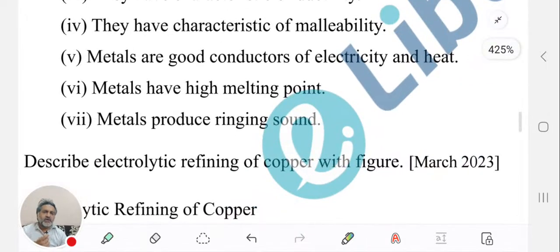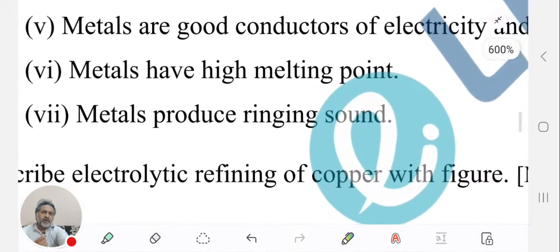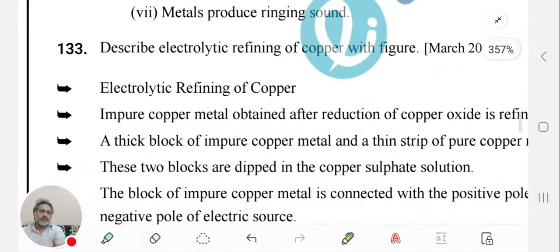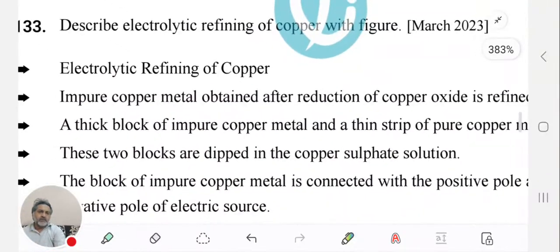Metals are good conductors of electricity and heat. Metals have a high melting point and metals produce a ringing sound. Number 133. Describe electrolytic refining of copper with figure.